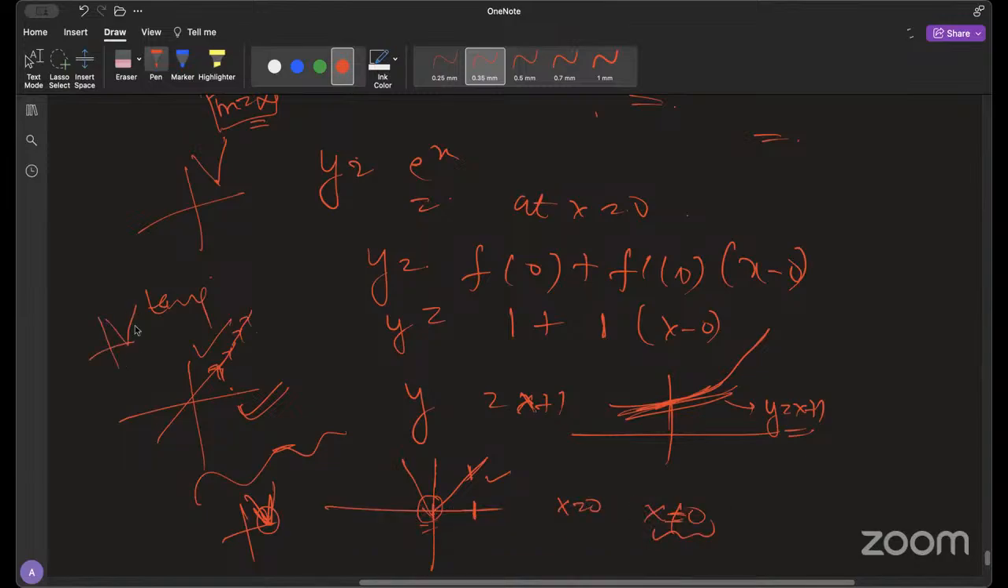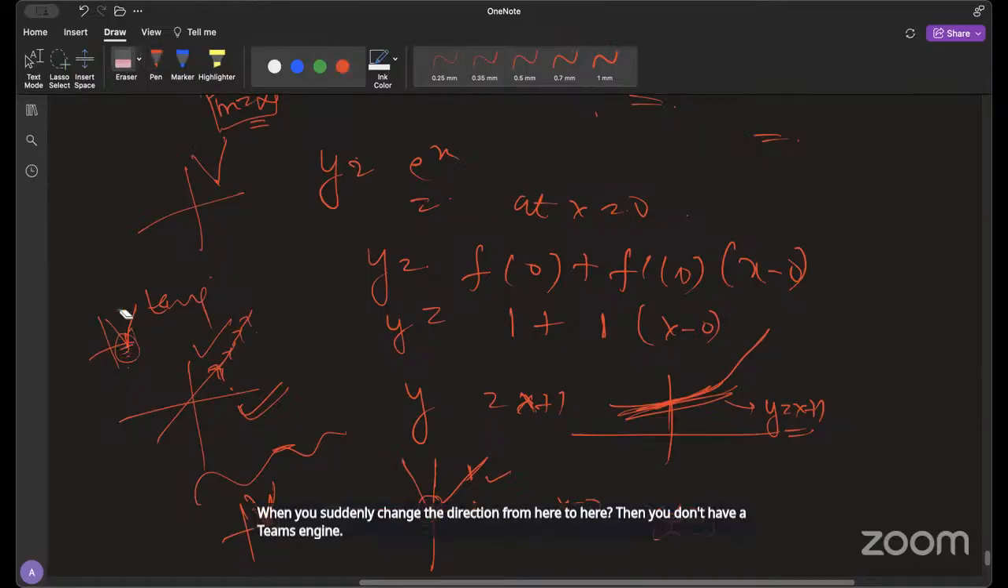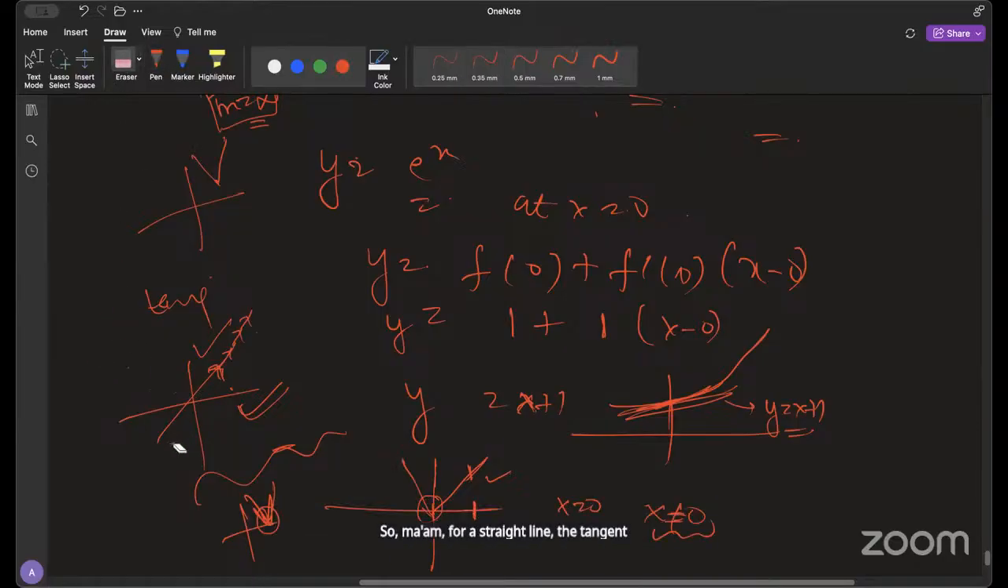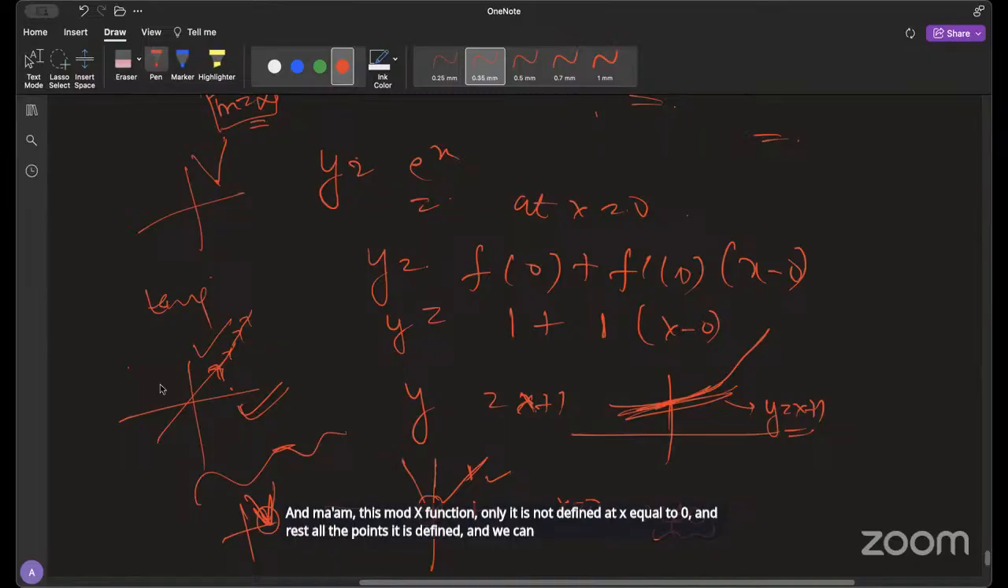When you suddenly change the direction from here to here, then you don't have a tangent. Ma'am, for a straight line, the tangent is the line itself, no? Yes. And ma'am, this mod x function is not defined at x equal to 0, and at the rest of the points it is defined, and we can find it differentiable at other points.